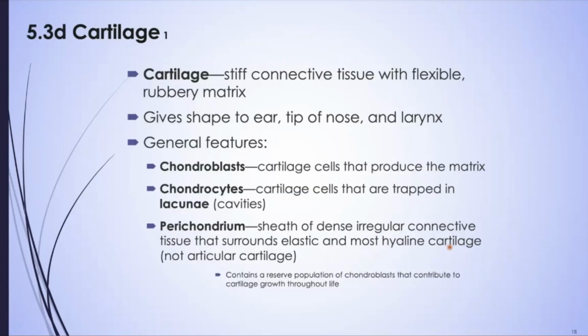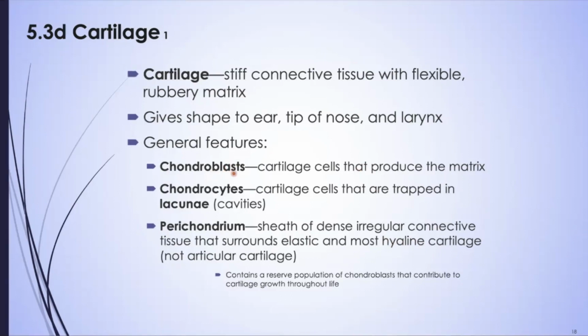All righty. So let's move on to cartilage. Cartilage is going to be stiff connective tissue, has flexible rubbery matrix. Okay, it's going to give shape to many organs, like for example, give shape to the ear, the tip of the nose, the larynx. It's going to provide that not only shape, but also the ability for movement, but limited movement. So the features of your cartilage, you have chondroblast.